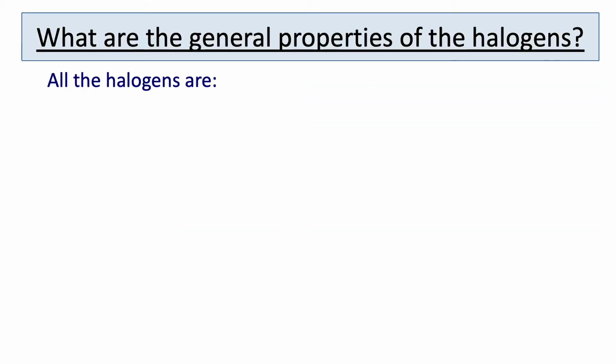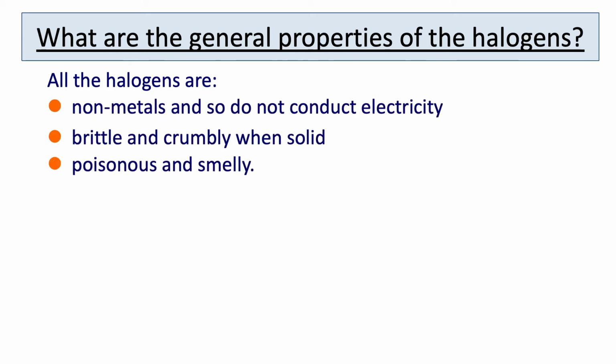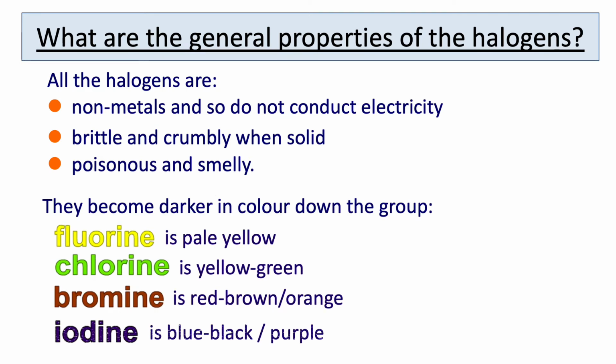So what are the properties of the halogens? Well, in general, all halogens are non-metals, and so as a result they don't conduct electricity. They're brittle and crumbly when solid. They're also tremendously poisonous and smelly. They become much darker as you go down the group. So fluorine is pale yellow, chlorine is yellow-green, bromine is reddish-brown and orange, and iodine is blue-black and purple.